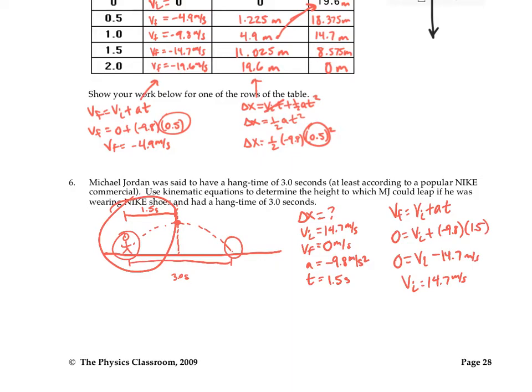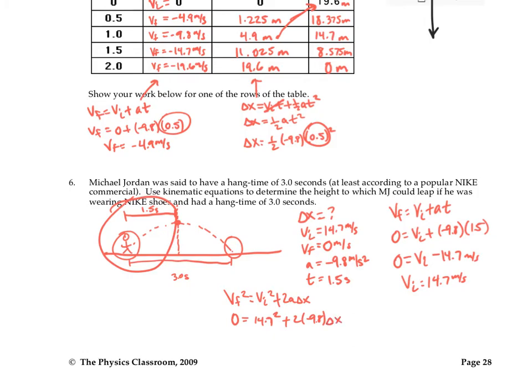So now that I know that, I can either use the second or the third or even the fourth equation to solve for this displacement. How high did he jump? I'm going to use the third just because. So final velocity was 0. Initial velocity was 14.7. Don't forget to square it. 2 times negative 9.8 times my displacement.